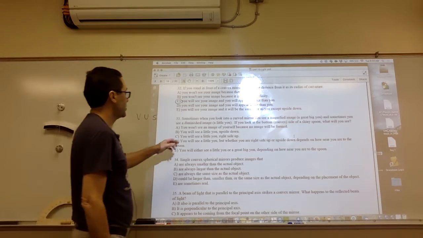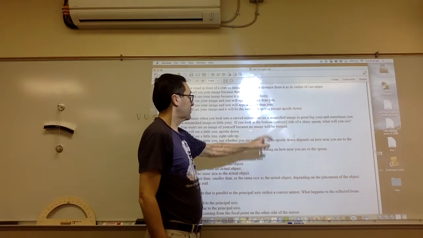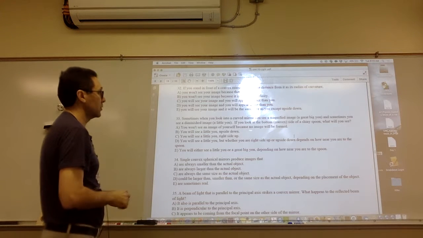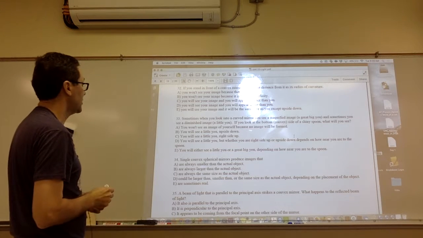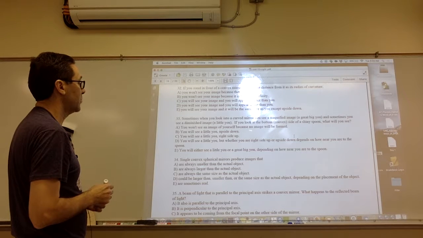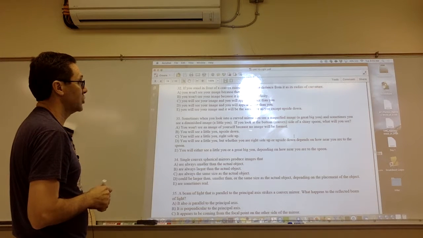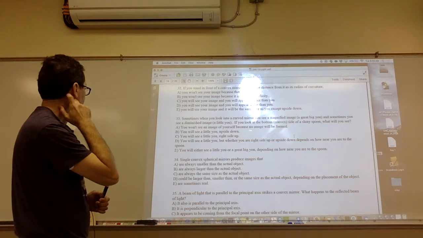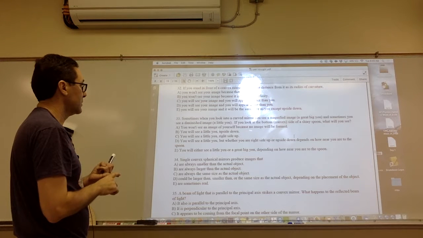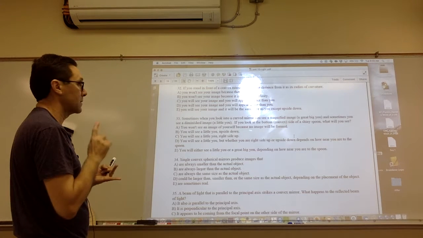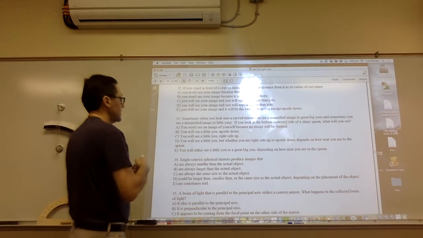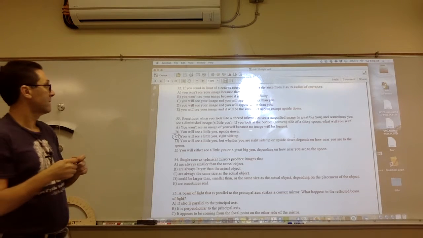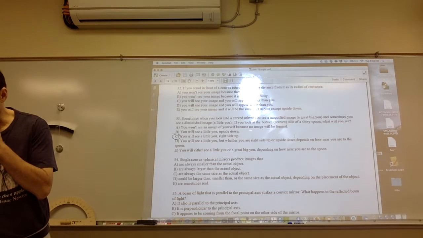33. Sometimes when you look into a curved mirror, you see a magnified image. Now it doesn't say what kind of mirror, it just says curved. But sometimes you see a diminished image. If you look at the bottom convex side of a shiny spoon, you will see yourself upright, smaller, and virtual. So the answer is C. Yep, so 33 is C.